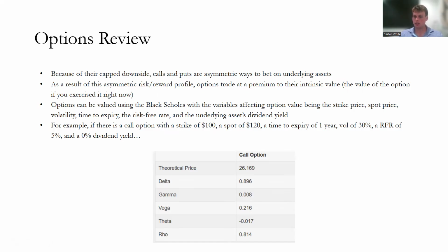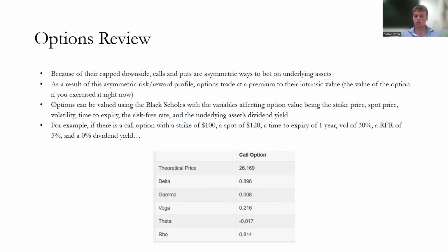Because of this asymmetry, when the underlying goes up by X, you're going to make a lot more on your option than you're going to lose if the underlying were to go down by X in the case of a call, and the opposite is true in the case of a put. There's always going to be that asymmetry. And because of that, options trade at a premium to their intrinsic value, the value of the option if you were to exercise it right now.